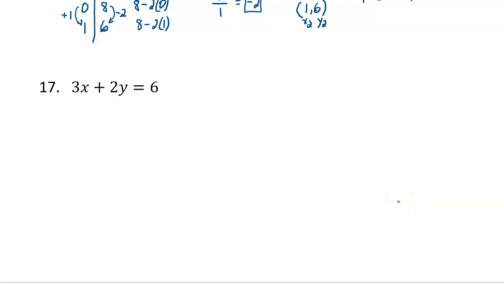Number 17. Here we have a linear equation, but it hasn't been solved for y. So first step, subtract the x term to move it to the other side. This makes 2y equal to 6 minus 3x. Now divide by 2. y is equal to 3 minus 3 halves x. Now we're ready to make the xy table.